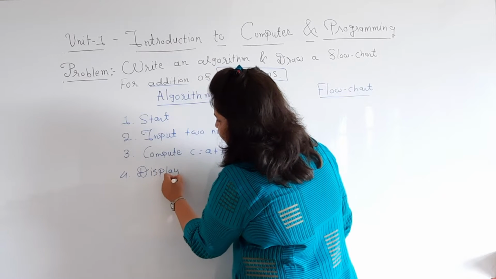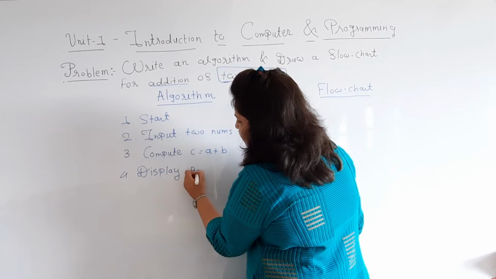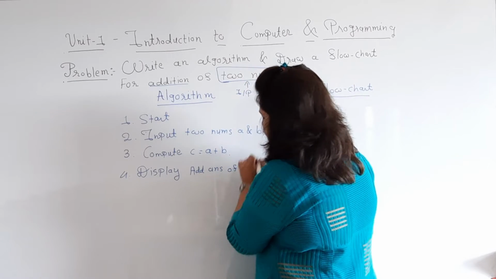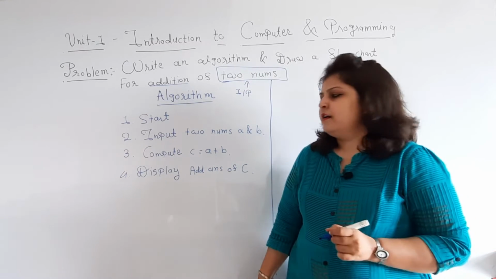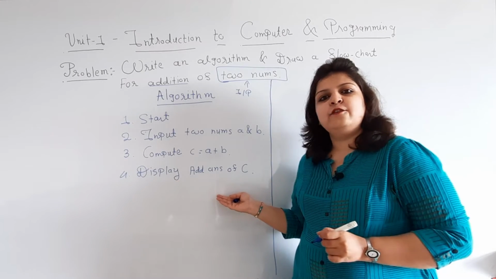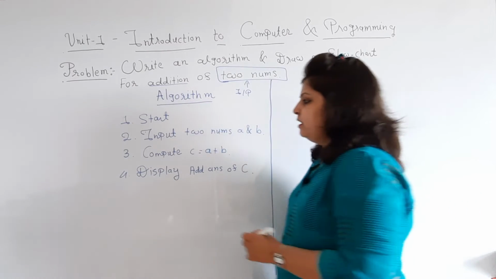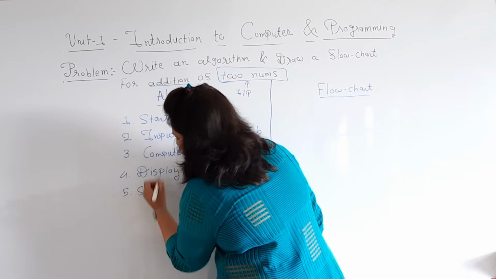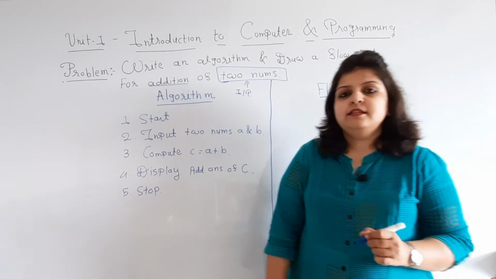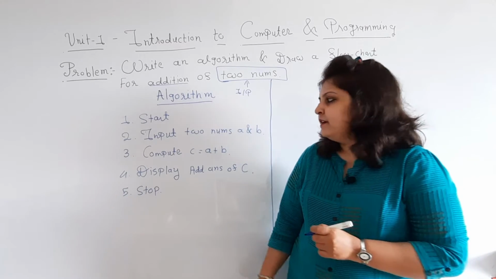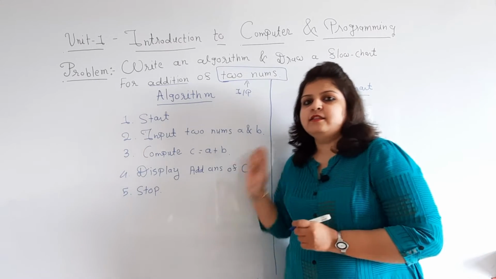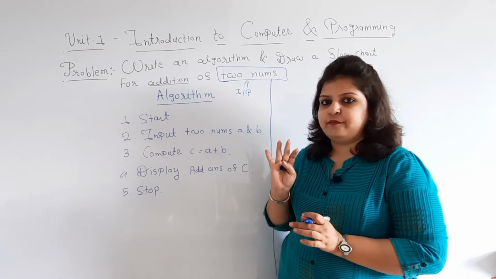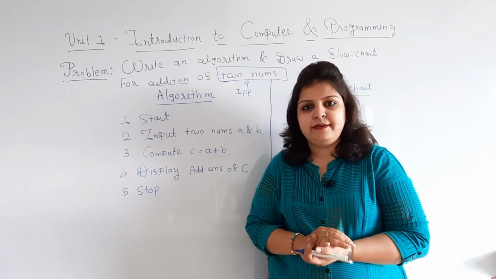That's why we can write: display addition answer of C. We can also write it as: print the value of C. And the last step is stop. So this is the simple type of problem, and we have to just write the steps in sequence: input, process and output. So the algorithm is completed.